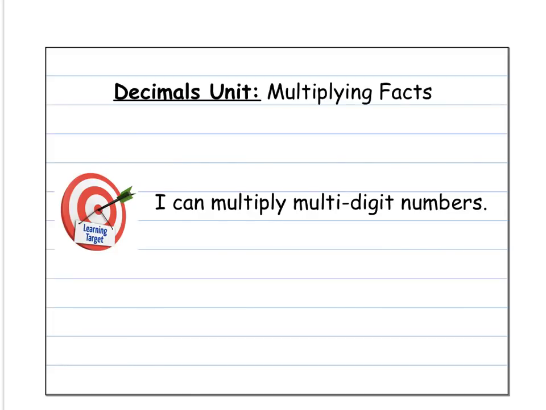Hello, sixth graders. We are beginning our decimals unit, which we are starting today with multiplying facts, and our learning target for today that we need to write down is I can multiply multi-digit numbers.